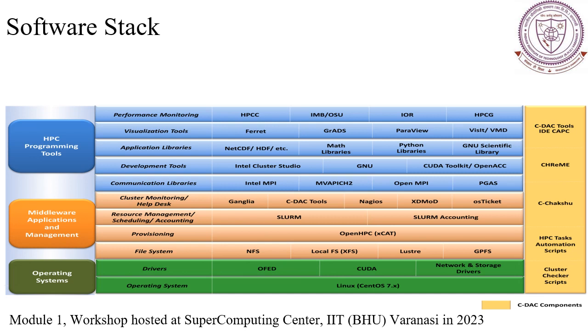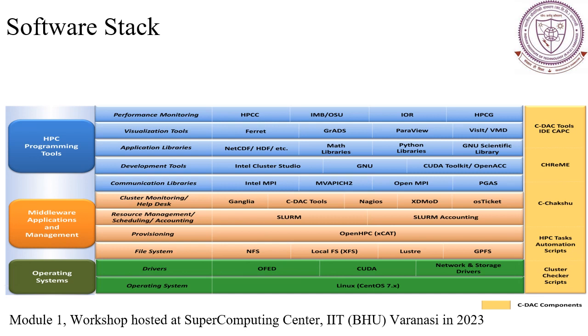Linux has a large and active software ecosystem, which means that there is a wide range of software which are available for Linux, including HPC application, compilers, libraries, and tools. So this makes it easy to find the software that is needed to run HPC application on Linux.